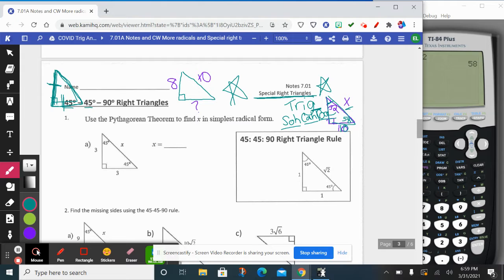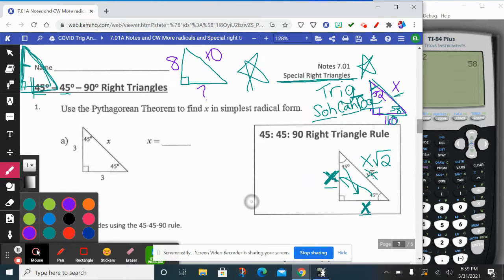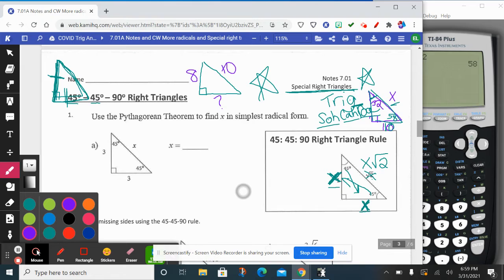Across from the 45-degree angle is one side measure. I'm going to make that generically an x. Across from the other 45-degree angle is the other equal side. We're going to call that x as well. If this side is x and this side is x, the hypotenuse is x times the square root of 2. Right? And the reason that works, I'm going to give us a quick example here with number 1.